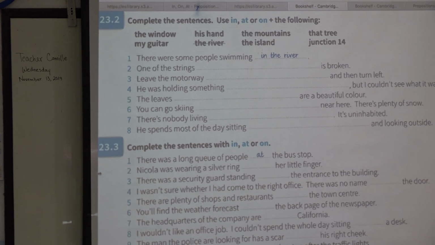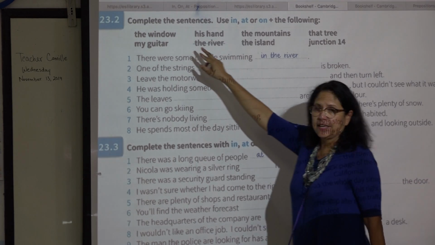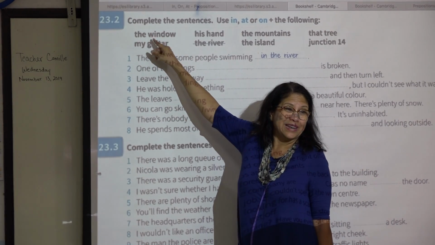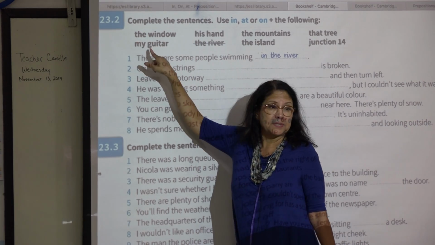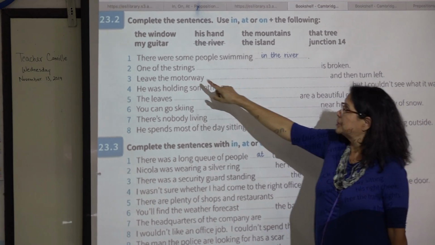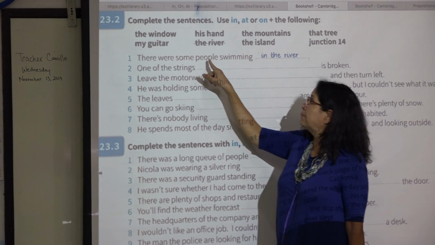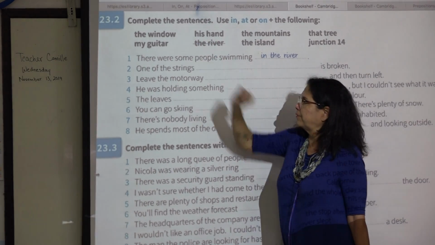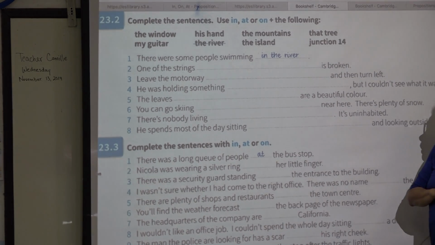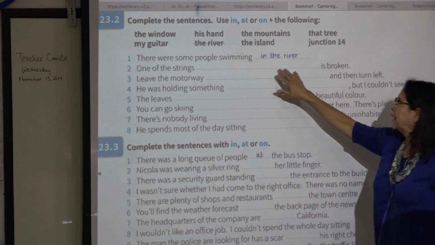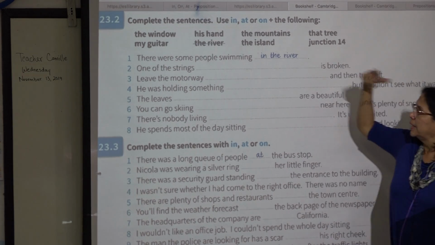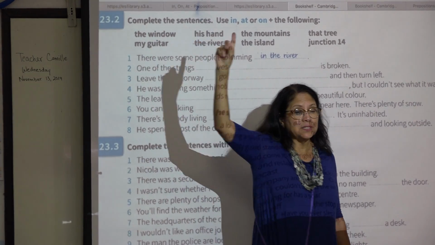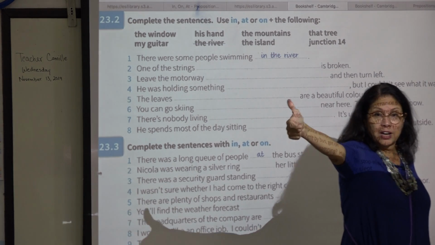So remember, you're going to use these, and you're going to say on the window, at the window, in the window. You're going to use a preposition, okay? So there were some people swimming in the river. One of the strings, blank, is broken. It's probably going to talk about this. One of the strings. On, in, or at?